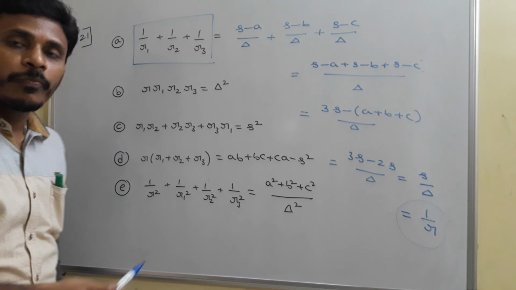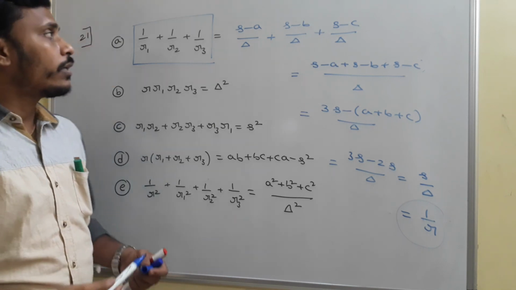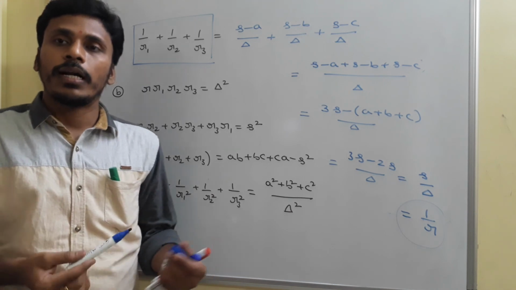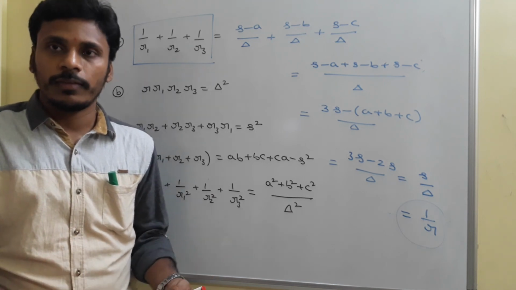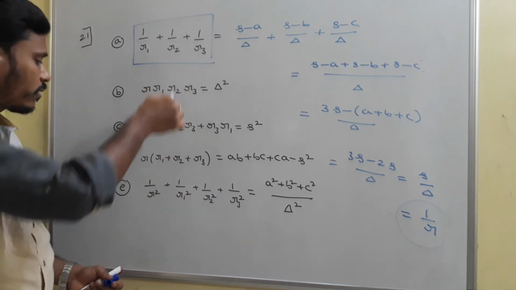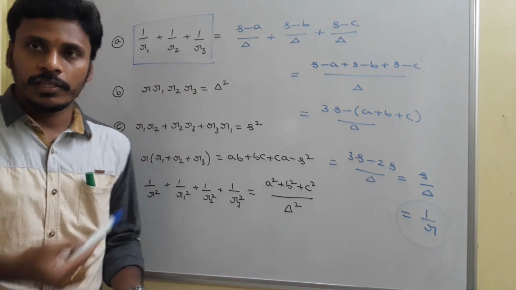Just by using that R1 is equal to delta by S minus A, R2 is equal to delta by S minus B, and R3 is equal to delta by S minus C. So using those three, we can easily prove all these bits also. Just try these things.